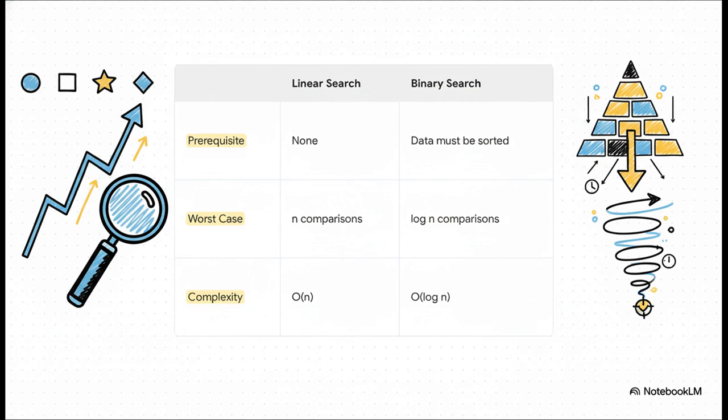Binary search, on the other hand, is ridiculously fast. Its worst case is what we call logarithmic, which is really just a fancy way of saying that even if you have a billion items, it'll only take about 30 steps to find anything. I mean, that's insane. But you've always got to remember the catch. The data has to be sorted first.